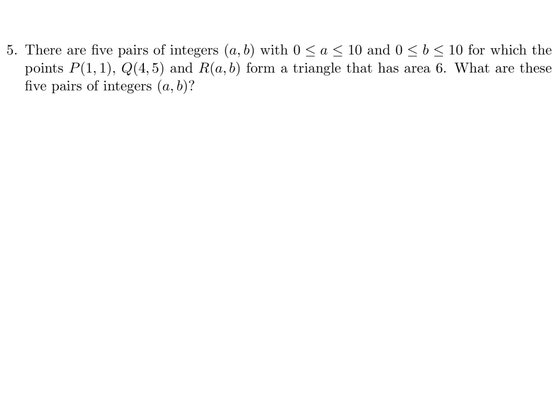There are 5 pairs of integers a, b, with a between 0 and 10 inclusive and b between 0 and 10 inclusive, for which points (1, 1), (4, 5), and (a, b) form a triangle that has an area of 6. What are the 5 pairs? Let's draw a diagram and let's talk about this.